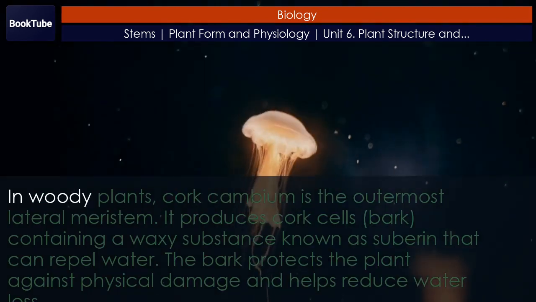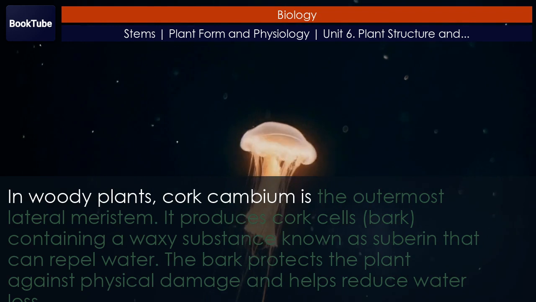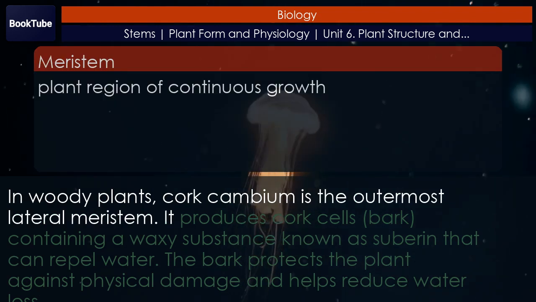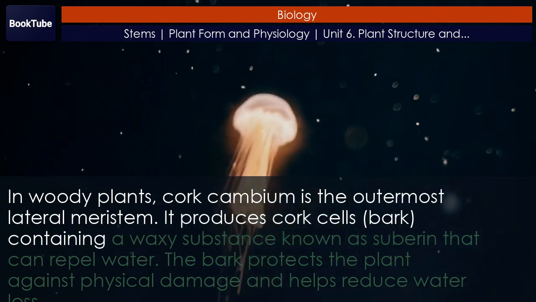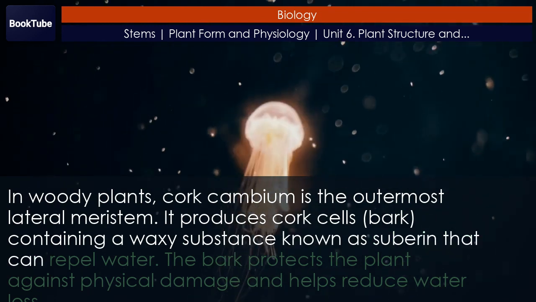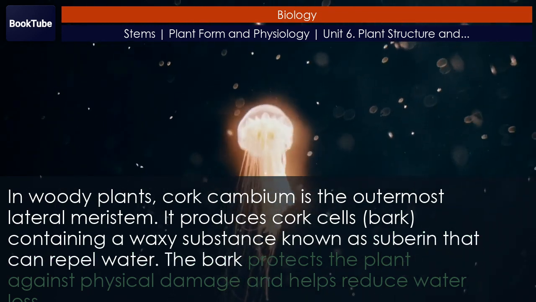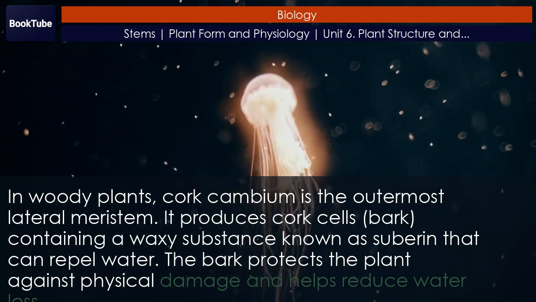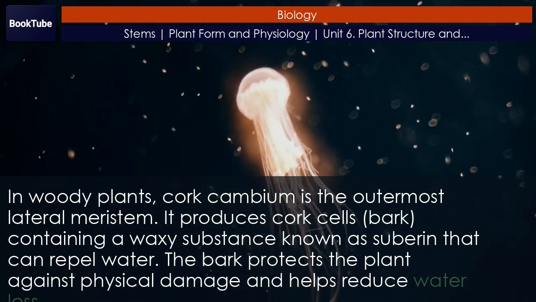In woody plants, cork cambium is the outermost lateral meristem. It produces cork cells, bark, containing a waxy substance known as suberin that can repel water. The bark protects the plant against physical damage and helps reduce water loss.